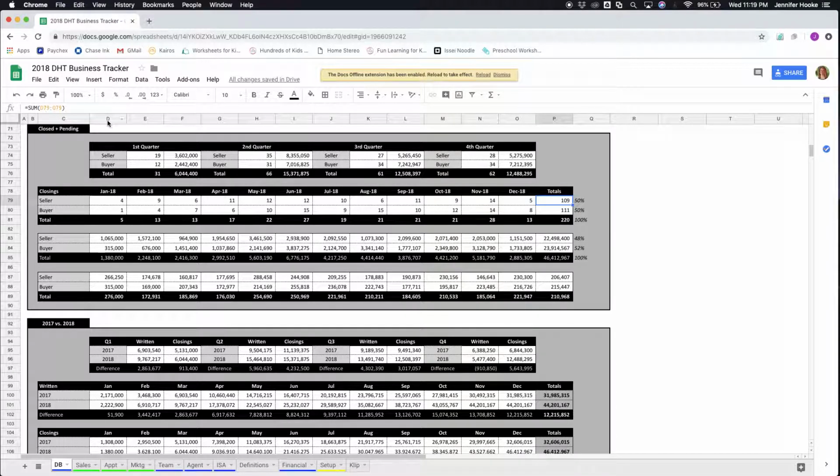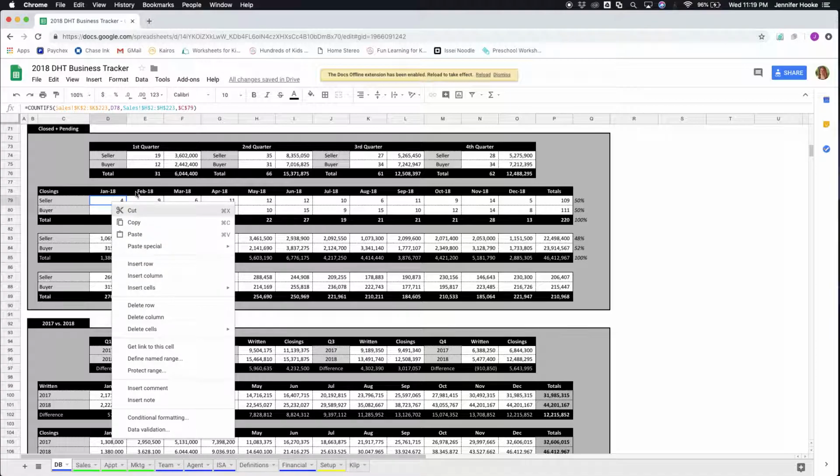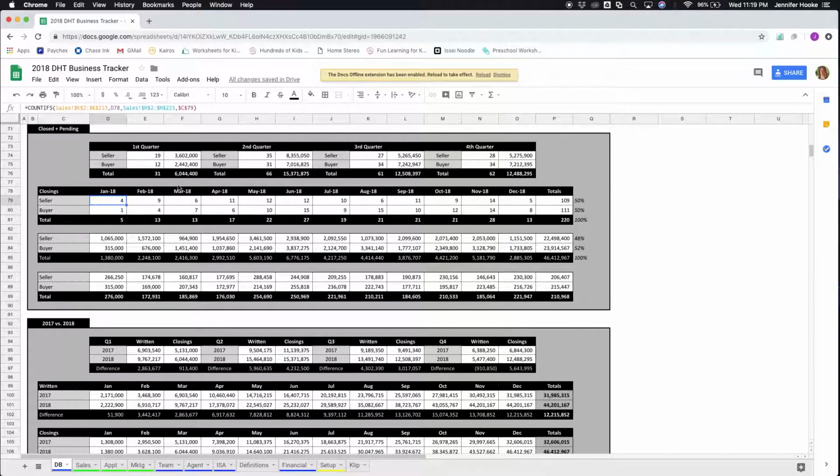So it's adding up D79 through, and I'm going to hit Shift on my keyboard and click on the one that I want to get to. So it's adding up all those numbers, which makes sense. It's adding up the numbers on the seller side for each month to get the total for the year. So these formulas look fine.